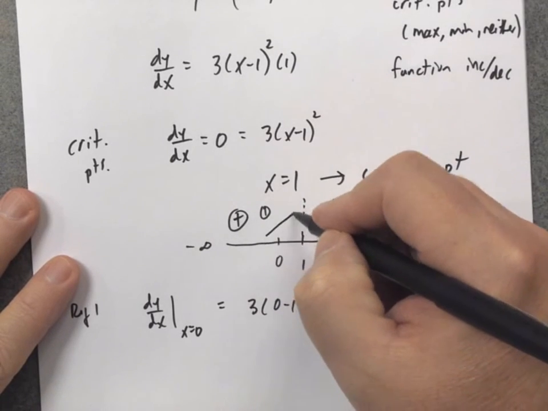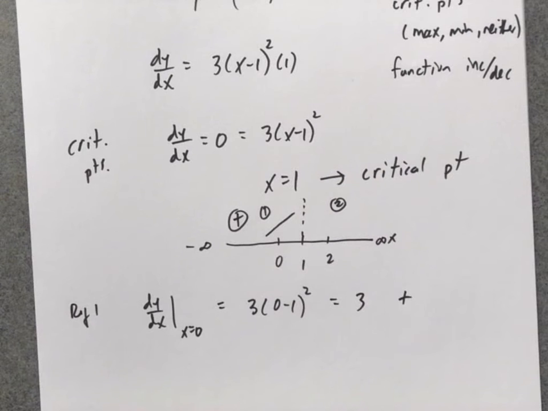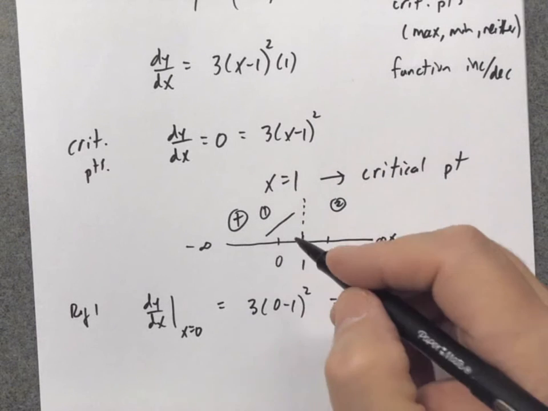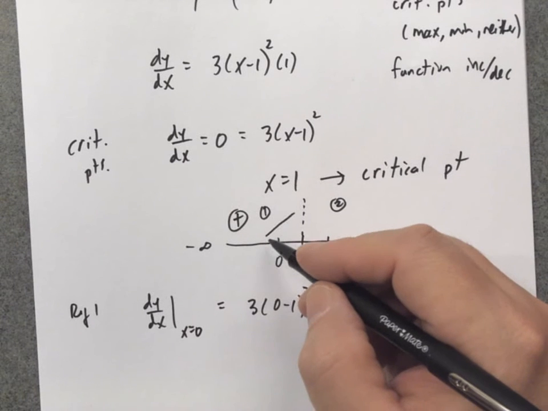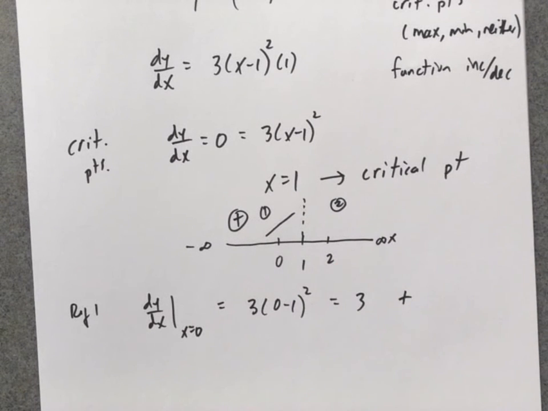A lot of times I'll go ahead and sketch what the graph probably looks like. It's a positive slope. First derivative is positive. Going from left to right, the graph of the function is increasing.